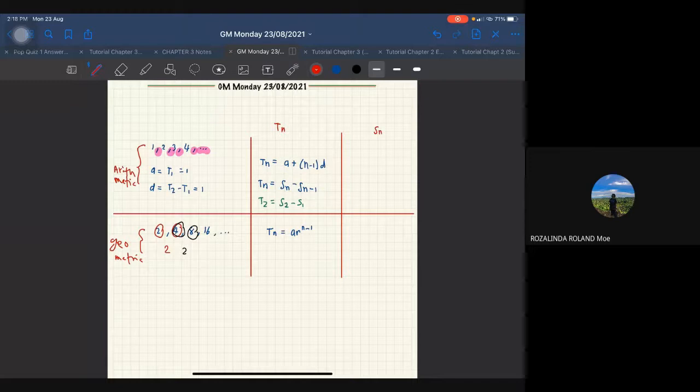So for sum of term. Okay, so sum of term ni maksudnya contohlah kita ada 3 term. Soalan minta kita cari sum of the first 3 terms. So maksudnya dia nak kita cari S3 equal to T1 plus T2 plus T3. Okay, so itu adalah sum of first 3 terms.